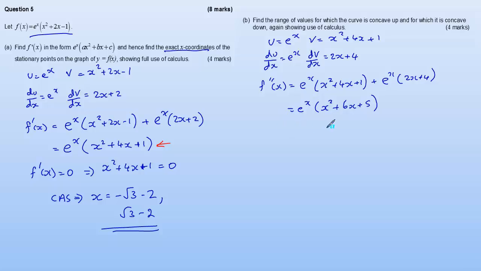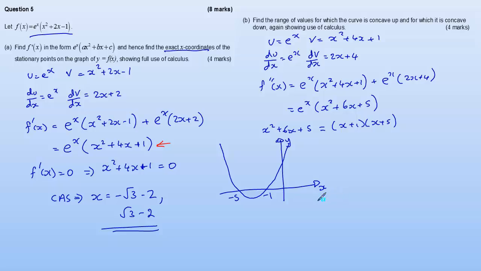Now we need to identify where this is positive and where it's negative. And e^x is always positive, so it's going to be to do with this bit. So if we think about x² + 6x + 5, you could use your CAS just to graph it, but we can factorize that into (x + 1)(x + 5), and then we can graph that manually. We could have just done it on the calculator, it doesn't matter. And so it's going to go something like this, negative 5 and negative 1.